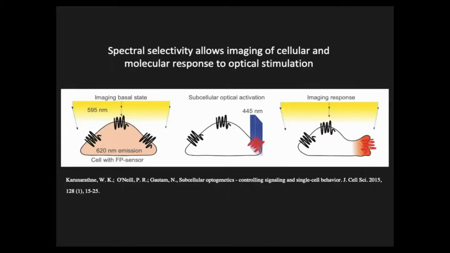The spectral selectivity of optogenetic tools allows us to image fluorescent proteins or fluorophores simultaneously while we are testing cell behavior. Using this approach, we deconstruct complex cell behavior to understand the mechanisms at their basis. Our optogenetic tools are sensitive to blue light. This lets us image other fluorescent proteins, like yellow proteins or red proteins, at the same time.